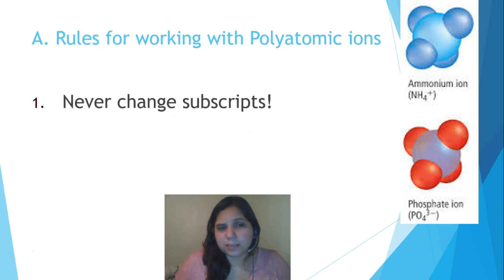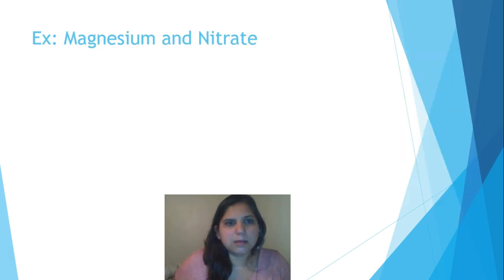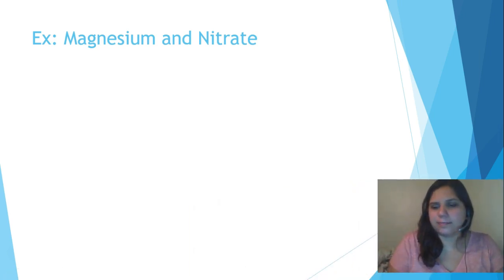When working with polyatomic ions, you never want to change any of the subscripts that belong to the polyatomic ion. So we'd never change this 4 here or this 4 here. We'd simply just use the charge to figure out how many of them we need. And if we need more than one polyatomic ion, we're going to place them in parentheses so that we can tell the structure that that's a polyatomic ion and we need several of them. So let's do a first example, magnesium and nitrate.